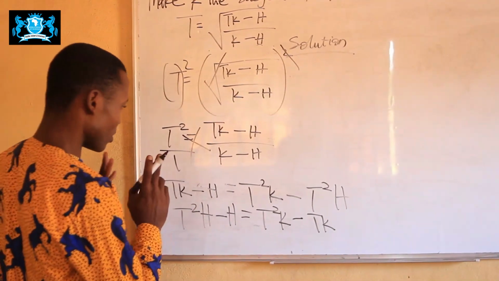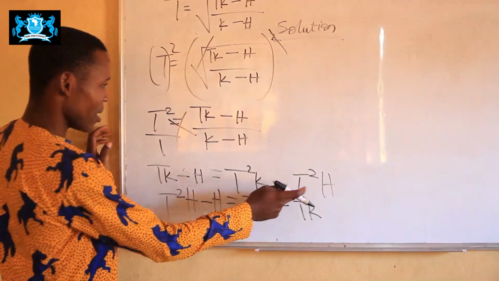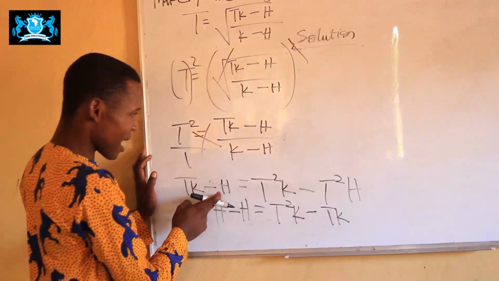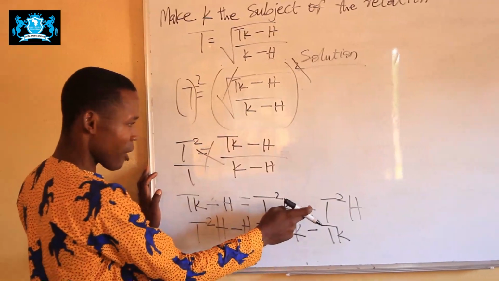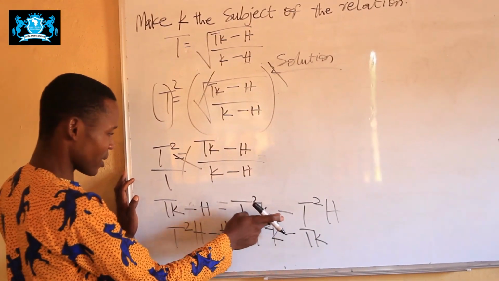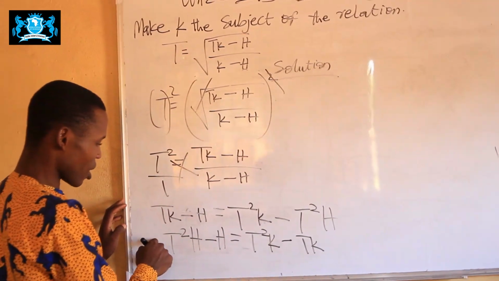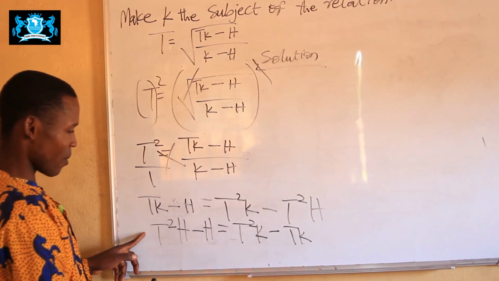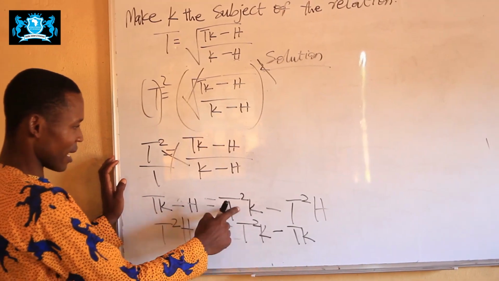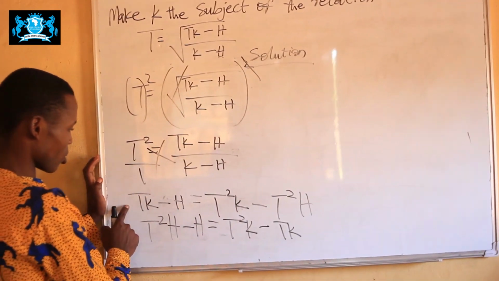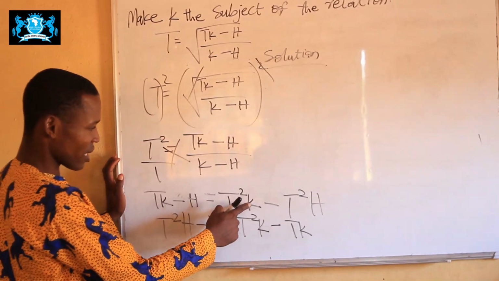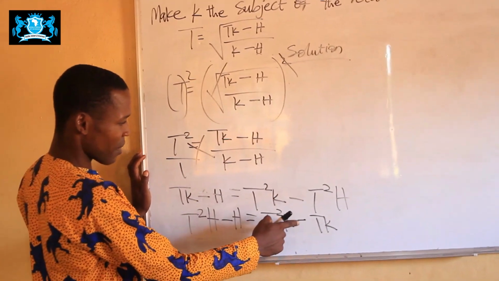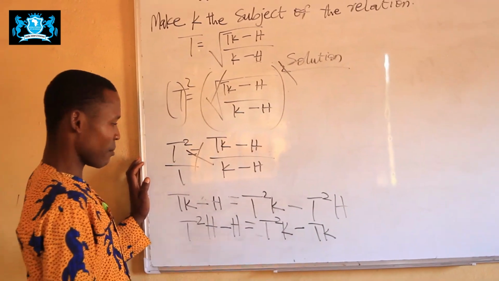Look at what we did, we collected like terms. This one is carrying H and there's H here, so it will come over. Because it is minus here, once it's coming over, it will change to plus. That's why there's no minus again. This one is Tk and there's Tk here. Because it's crossing, it will change to minus. That's why we now have T squared K minus Tk, this Tk now carrying minus.